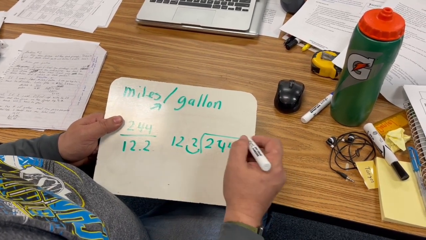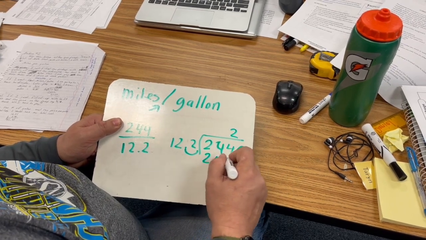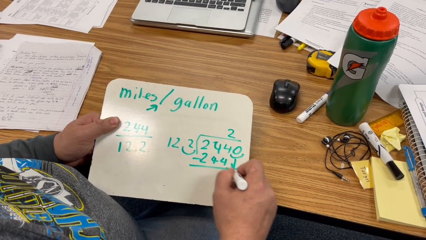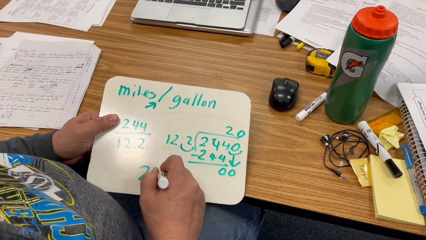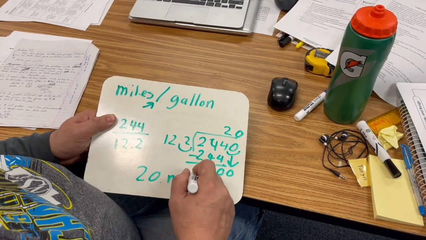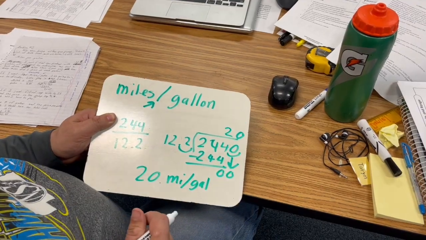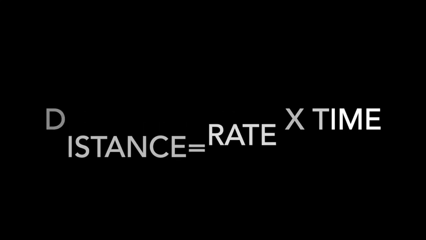122 goes in 244 two times. Drop my 0, and I get 20 miles per gallon. Finally, our family went on a trip and we drove 816 miles in 12 hours. What was our average speed?